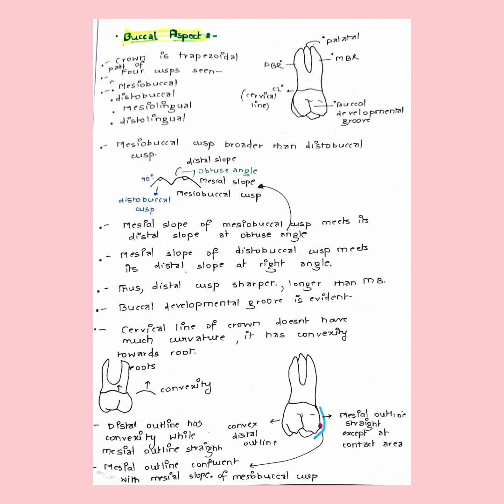Also, you can see the buccal developmental groove arising from the central groove, like we already discussed, and the cervical line of the crown from the buccal aspect. It doesn't have curvature, it has convexity towards the root surface. The distal surface is convex or round, and the mesial outline or mesial surface is straighter from the buccal aspect.